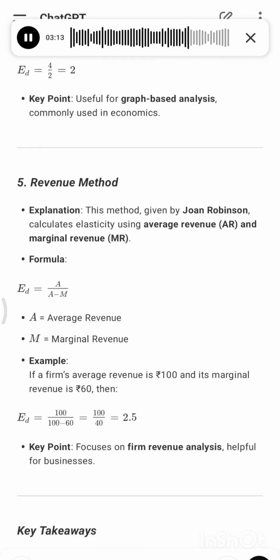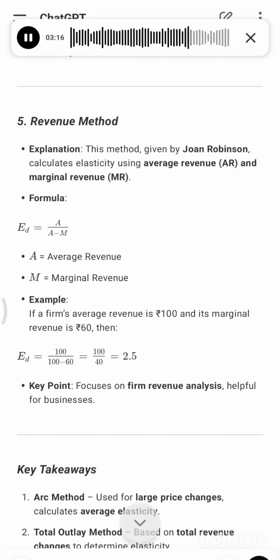5. Revenue method. Explanation: this method, given by Joan Robinson, calculates elasticity using average revenue, AR, and marginal revenue, MR. Formula: ED equals A divided by (A minus M), where A equals average revenue, M equals marginal revenue. Example: if a firm's average revenue is 100 and its marginal revenue is 60, then ED equals 100 divided by (100 minus 60), which equals 100 divided by 40, equals 2.5. Since ED is greater than 1, demand is elastic. Key point: focuses on firm revenue analysis, helpful for business takeaways.